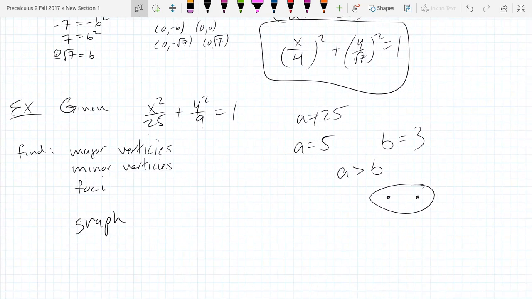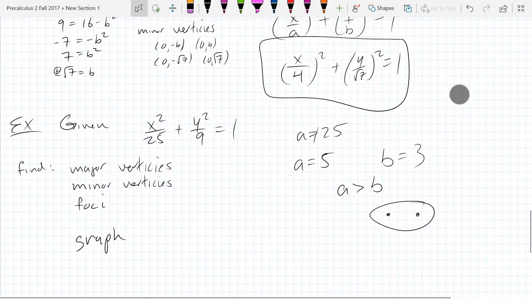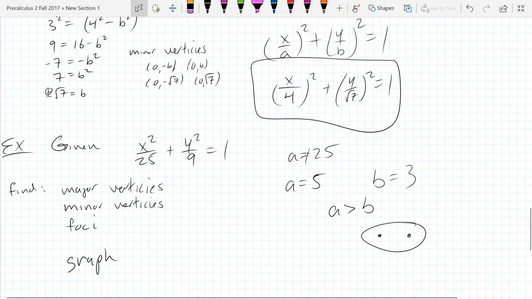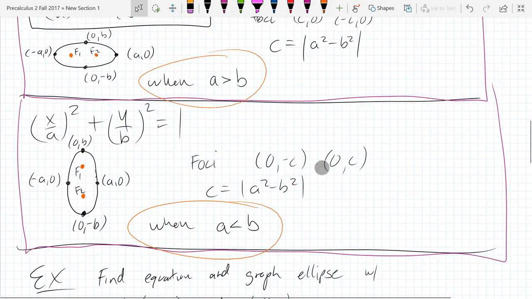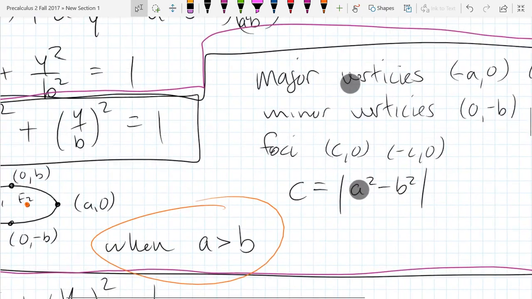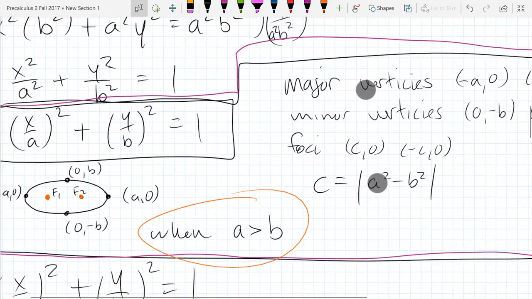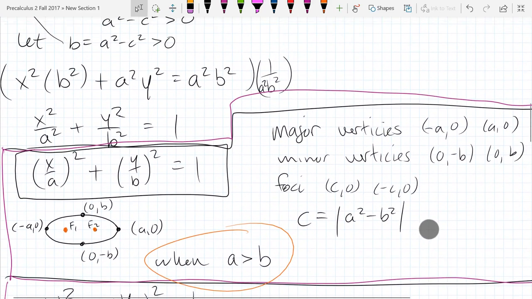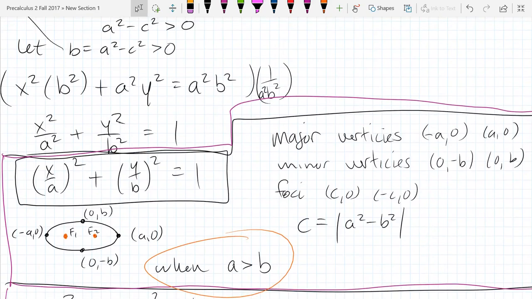So I'm going to scroll back to the chart, to our table, and you can fill in the major and minor vertices and the foci from that chart. So we've got this first situation right here. So go ahead and write down all these. I think the first thing to get, c would be the first thing to go for. And that'll let you write down your foci.